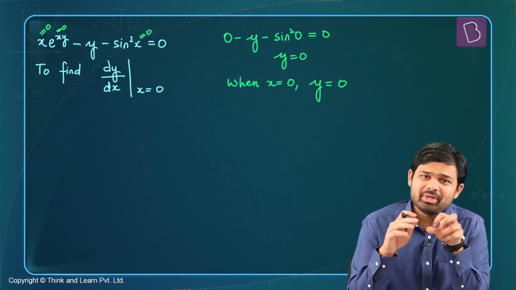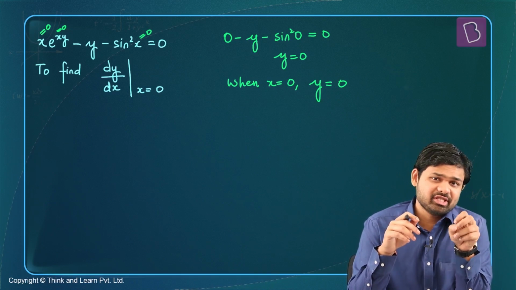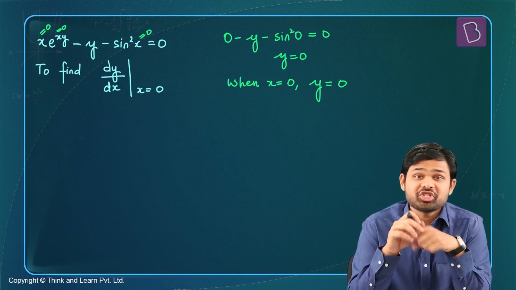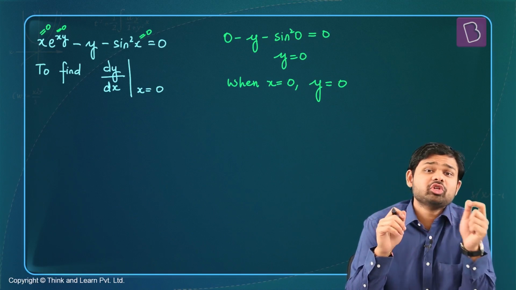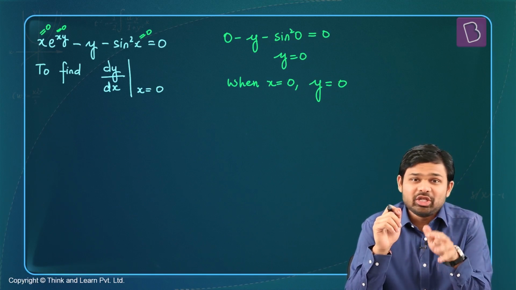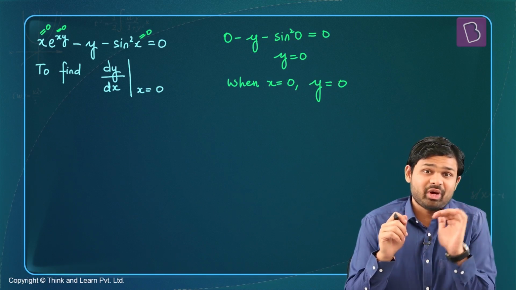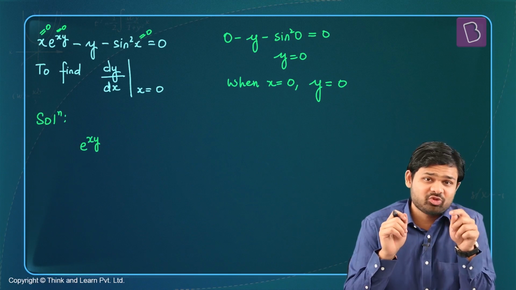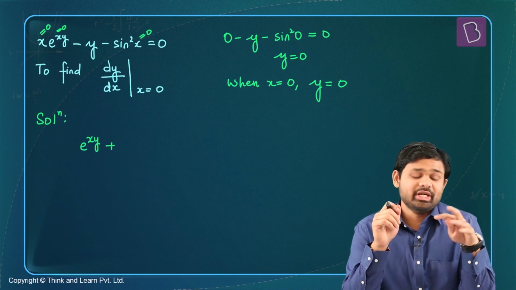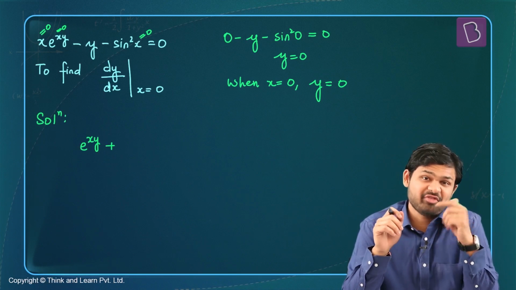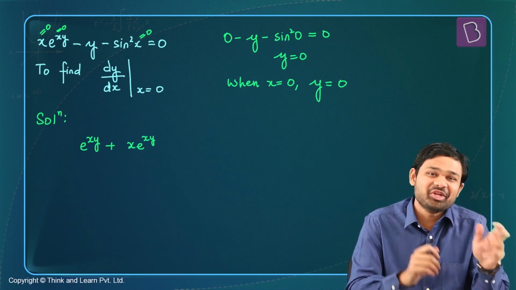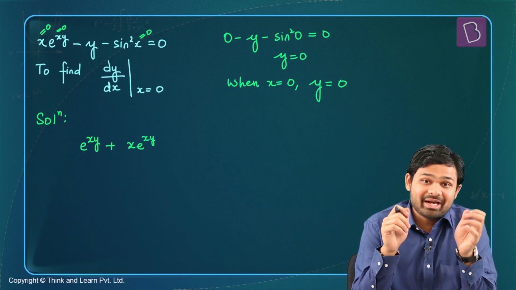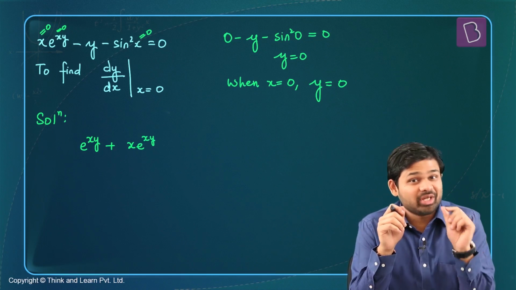Well, there are going to be a lot of nitty-gritty details of differentiation that you have to pay attention to in this question, because the first term has a product of two terms, so we're going to use the product rule. So x into e to the power xy, upon differentiating, I get e to the power xy plus x into the differential of e to the power xy. The differential of e to the power xy is e to the power xy, and then remember the chain rule, multiplied by the differential of xy.